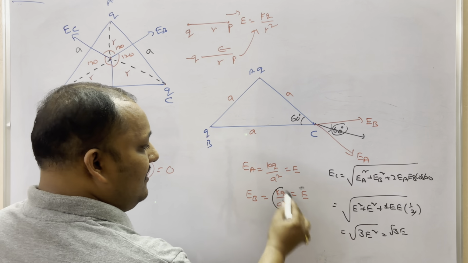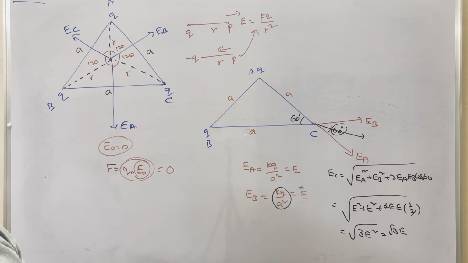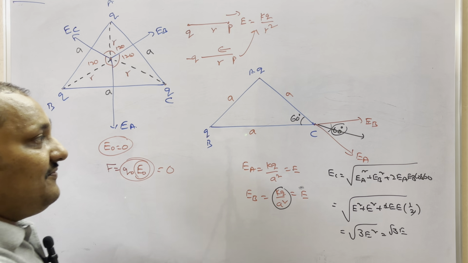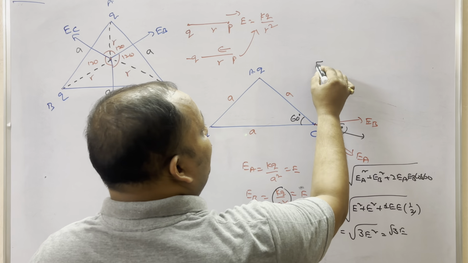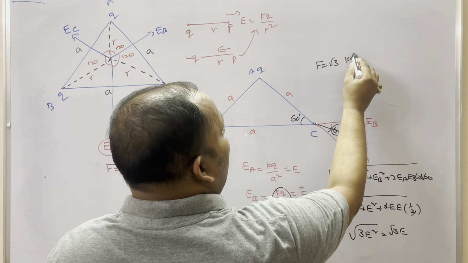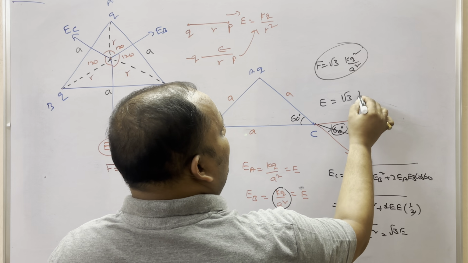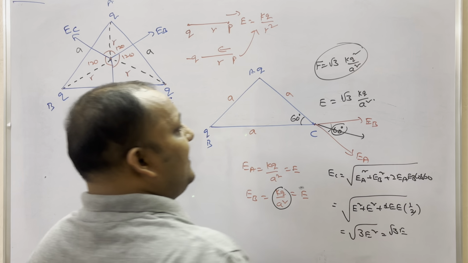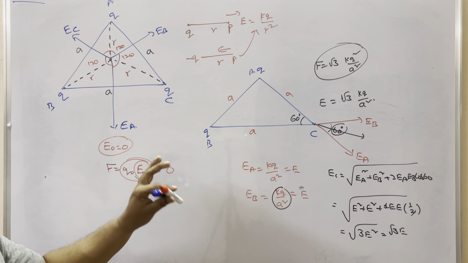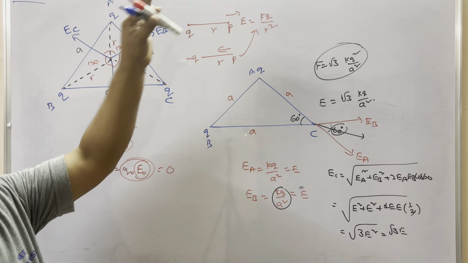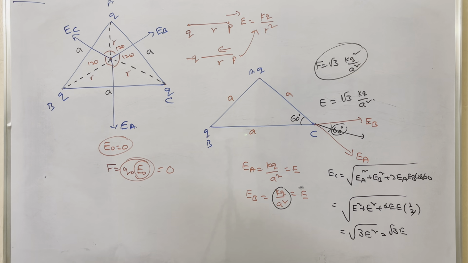What is E? Kq by a square. Even in force also you got the same. What is the force you got? At the resultant third corner, force means root 3 kq square by a square. Now electric field you got is root 3 kq by a square. Like that, 1 plus 1 half we will say. If you learn this force, we are going to get electric field intensity easily.